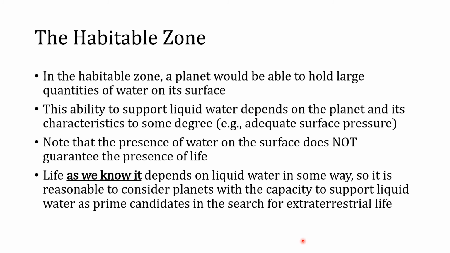And so basically what that's saying is that the planets that are in the habitable zones of their stars have a greater chance of having liquid water on their surface. And as far as we know, having liquid water on your planet's surface gives your planet a better chance of having life on it. So that's why those are the planets that we look at.